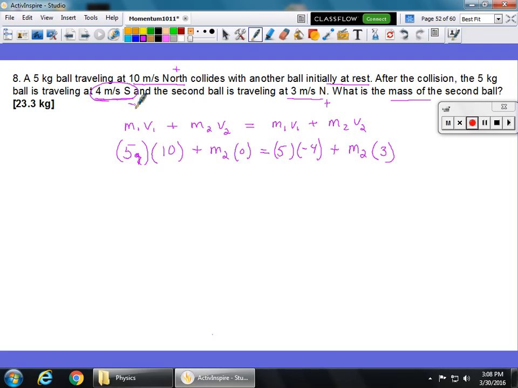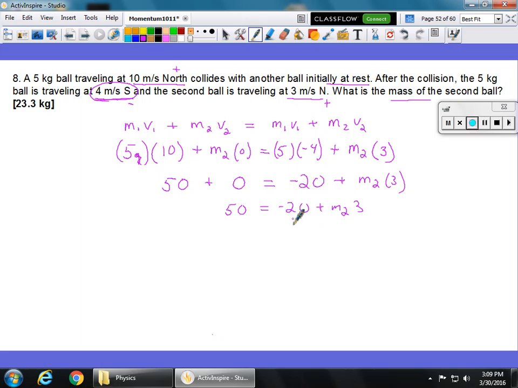All right? So if we set this up, 5 times 10, that's going to give me 50 kilogram meters per second. I'm not going to put my units in. Plus 0. I don't know what the mass is, but I would multiply by 0. That gives us 0. This is going to give us negative 20 kilogram meters per second. And then this, we don't know what the mass is, so we're just going to leave that as a variable for now. So that's going to give us 50 equals negative 20 plus m2 times 3.